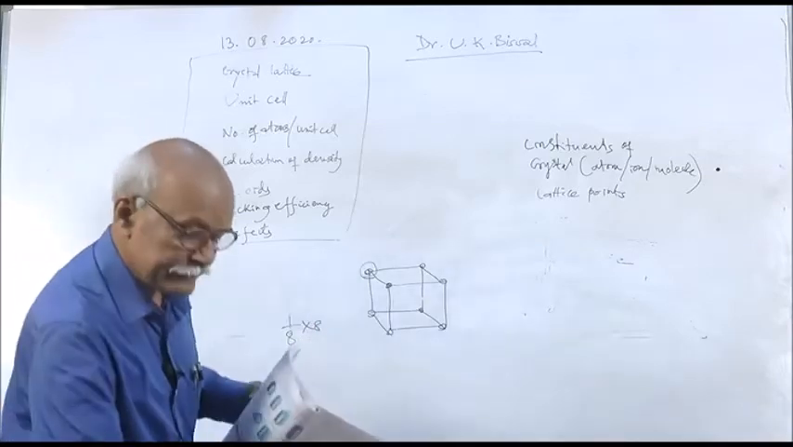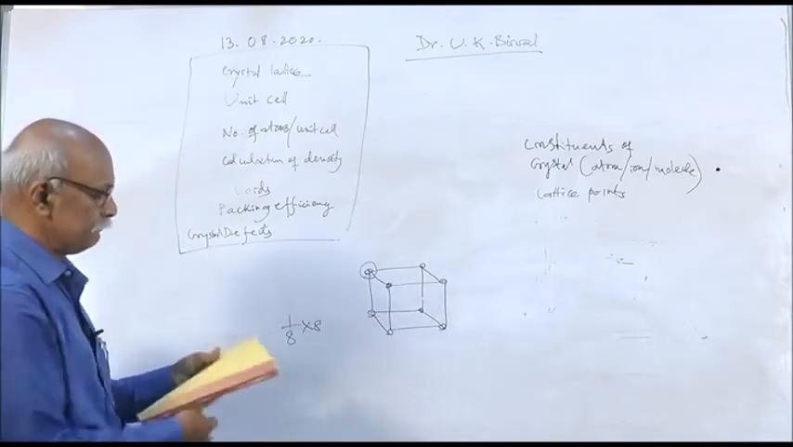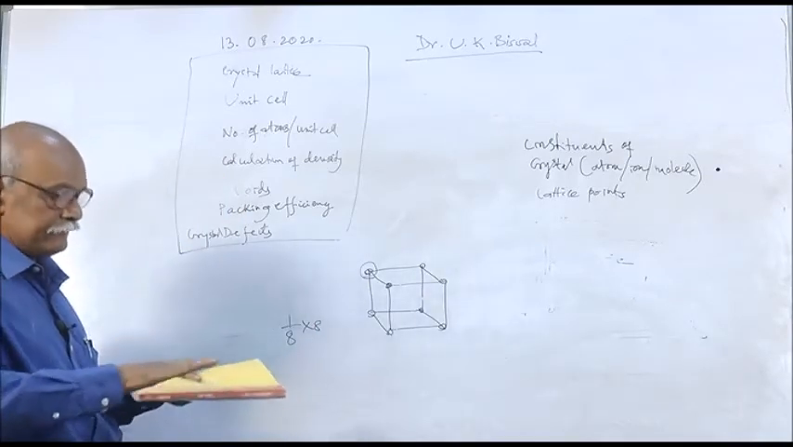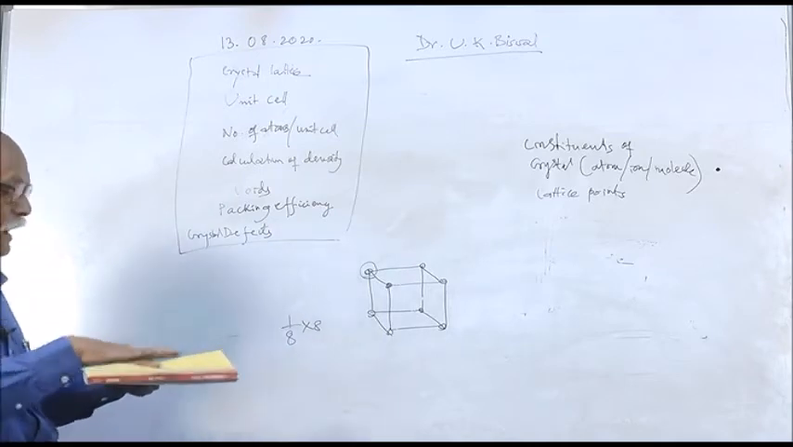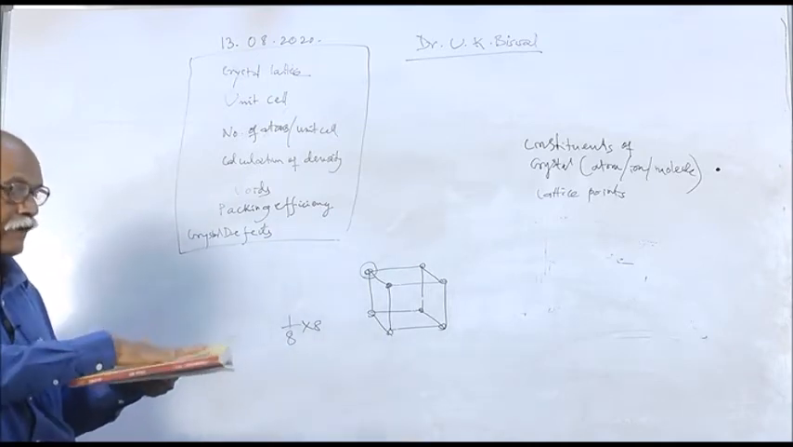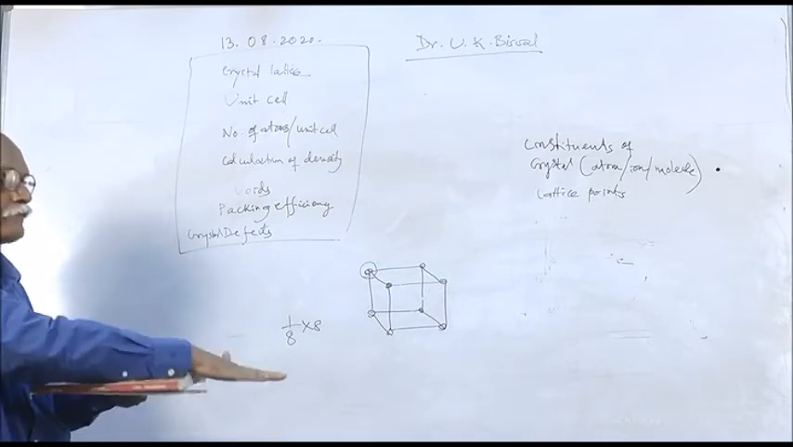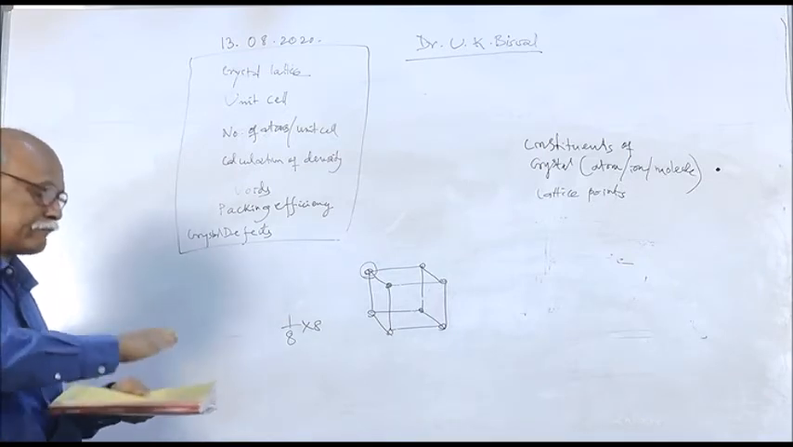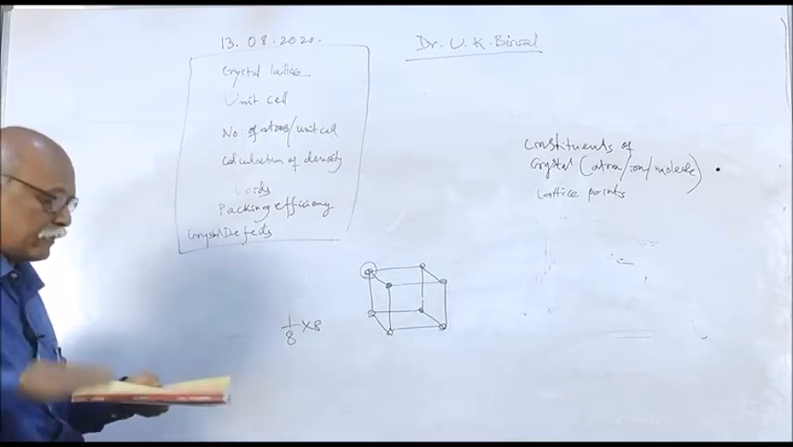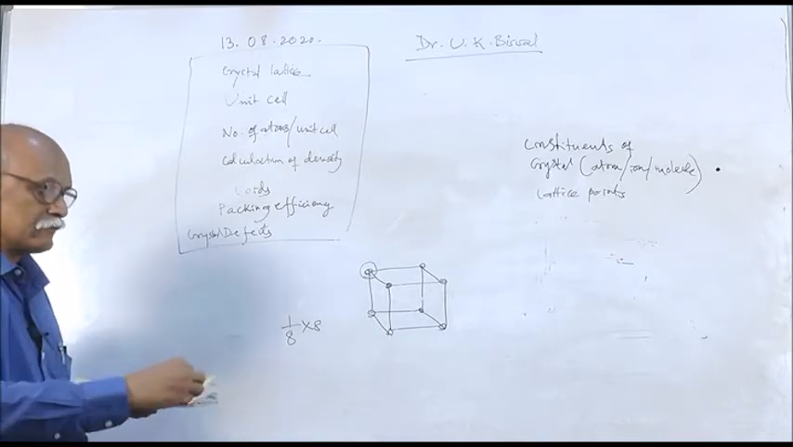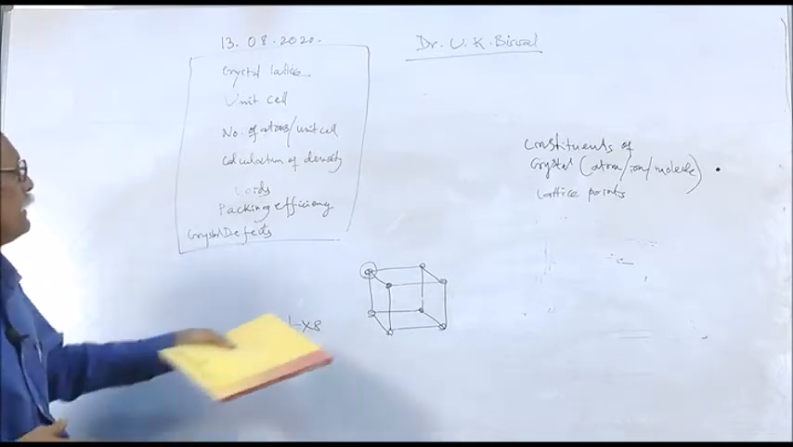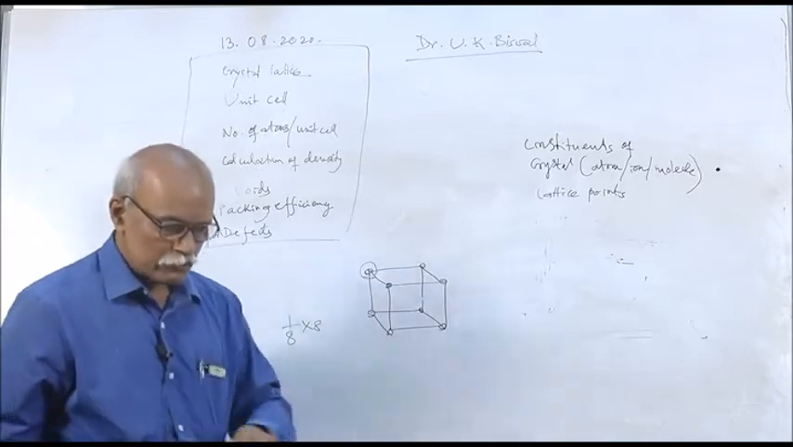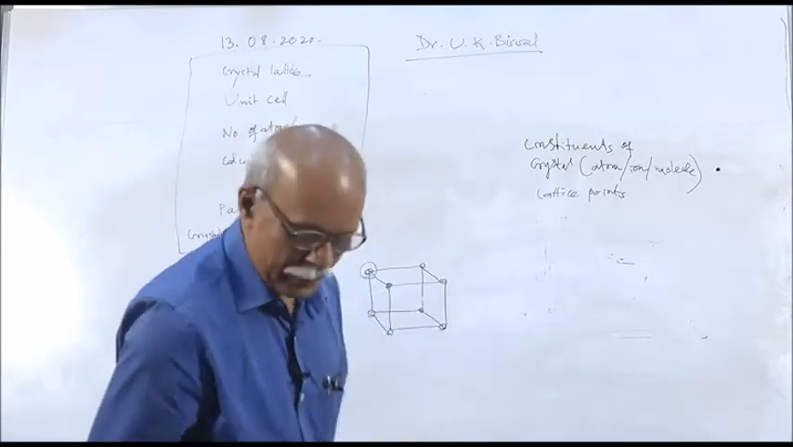Suppose you consider this a single cube, and we consider this point. So here there are 8 cubes. How will there be 8 cubes? You see, this one, 4 on top, and lower is 4. 1, 2, 3, 4, 5, 6, 7, 8. So this point is shared by 8 cubes. So the contribution to a single cube is 1 by 8.